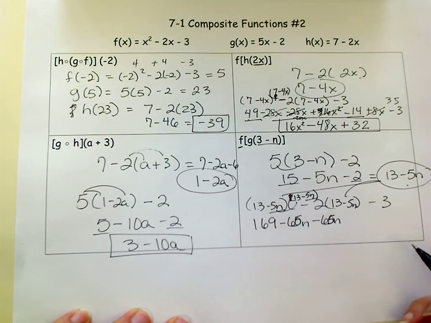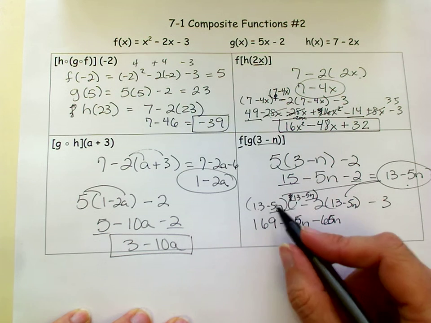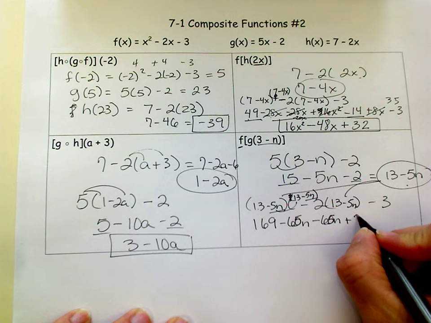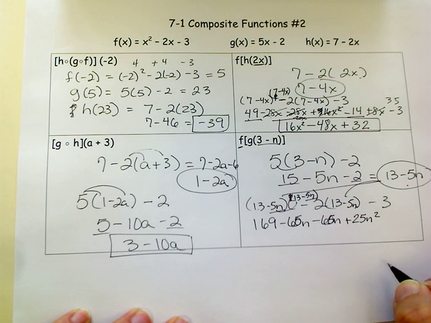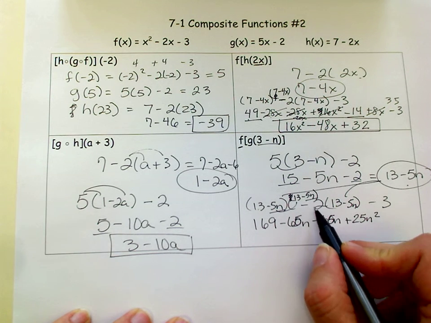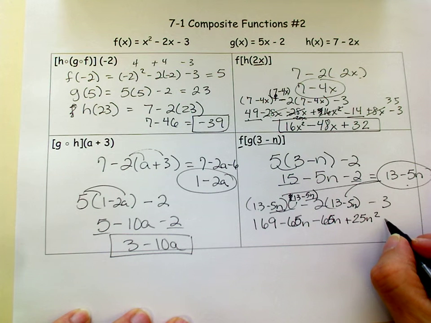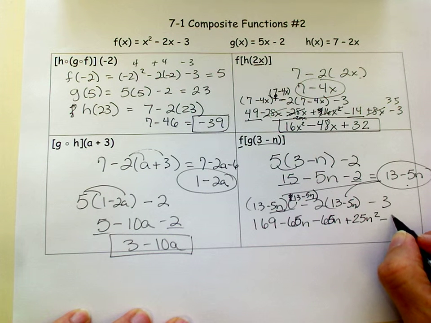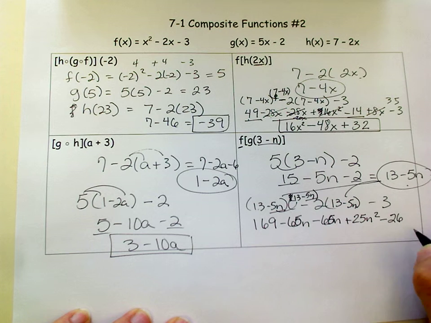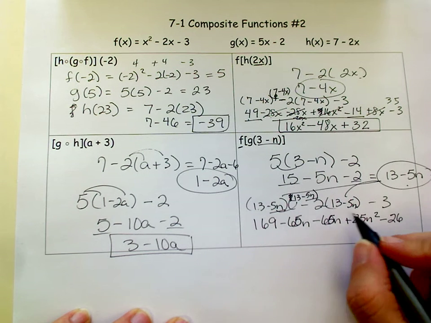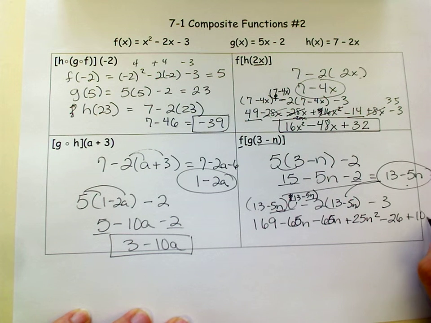Okay, 5n times 5n is 25n squared, and then a negative times a negative is a positive, so we get a plus 25n squared. And now we're going to distribute this negative 2, so we get negative 2 times 13, which is negative 26, and then we get a 2 times a 5, a negative times a negative is a positive, so it's plus 10n, and then minus 3.